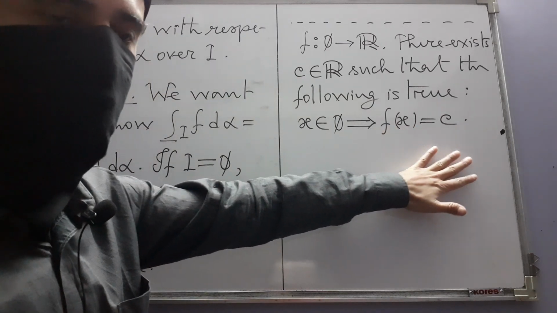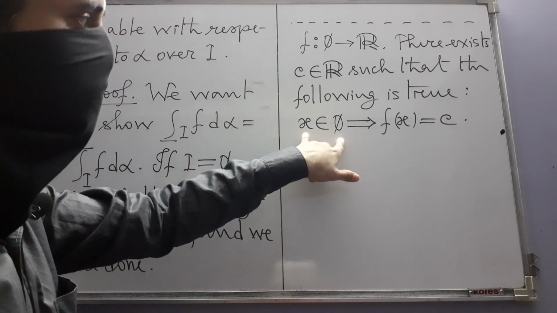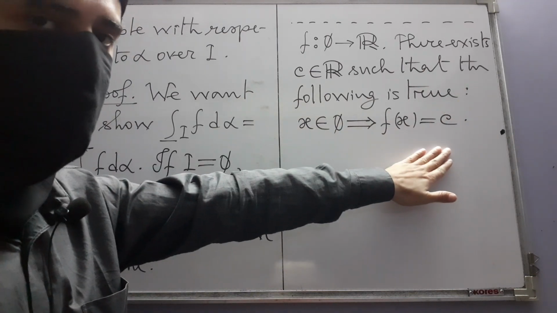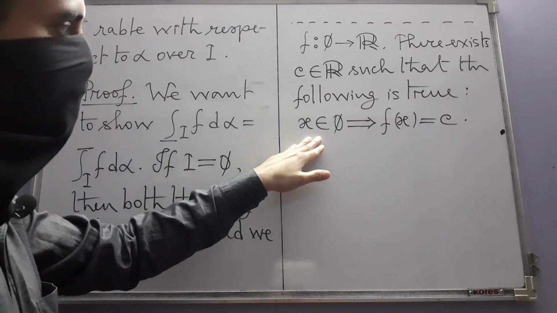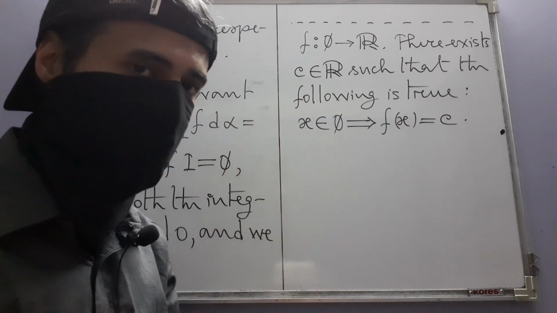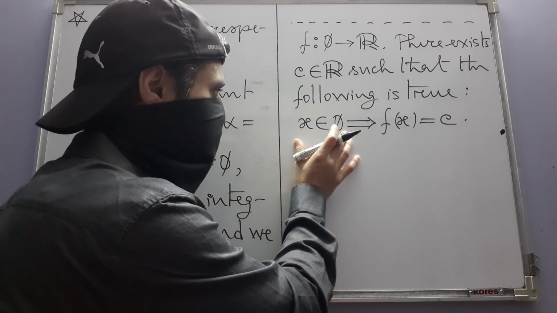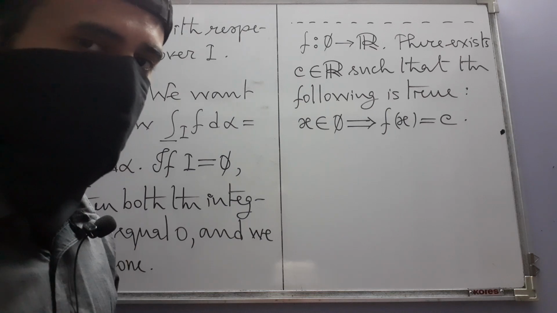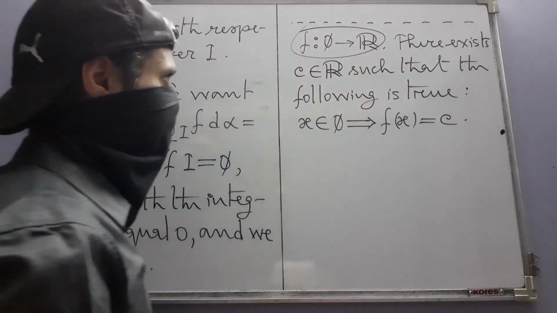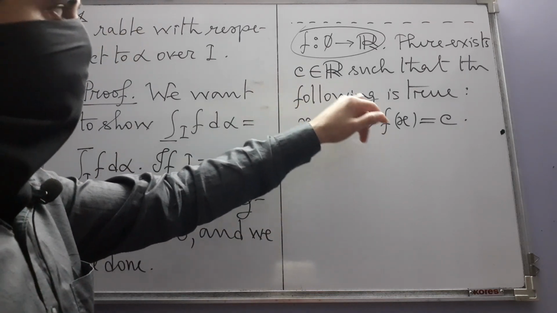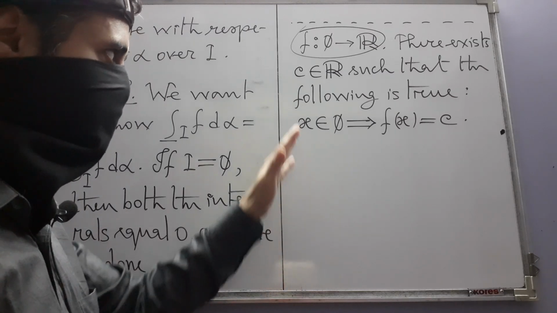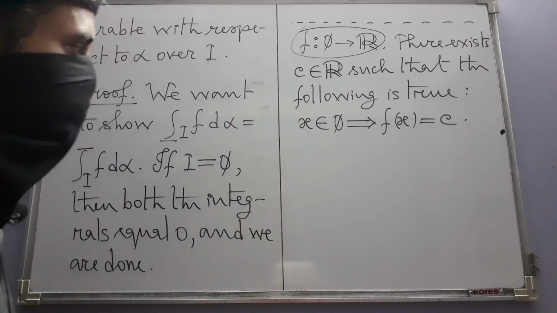This is an implication whose hypothesis is false. The beginning is false, so the implication is vacuously true, but it's true nonetheless. That means, yes, this is a constant function, and the strange thing is that this is true for any real number C. So although it is constant, there is no specific value of C, but it's constant.